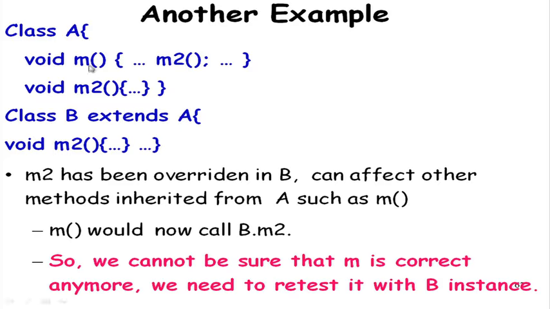Now, when M is called in the context of class B, then M is inherited here, and M was working all right in class A, it was tested. Now, for a class B object, when we call M, it is called in the context of class B, and therefore, due to polymorphism, the call in M will now call B dot M2 rather than calling A dot M2. It was working well with A dot M2, but now the same M is calling B dot M2 and therefore, it may fail.